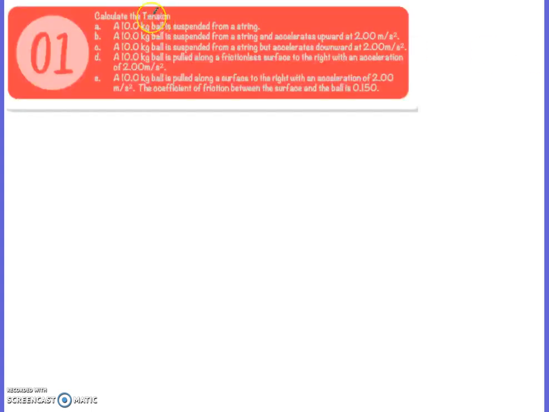This is going to be a quick video to run through some practice problems with tension and springs. These will match up with the content problems. So first, tension. A 10 kilogram ball is suspended from a string.